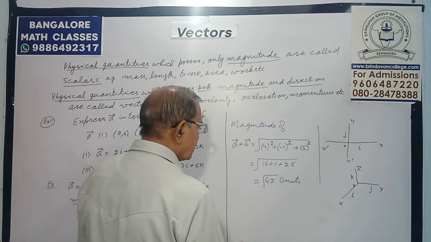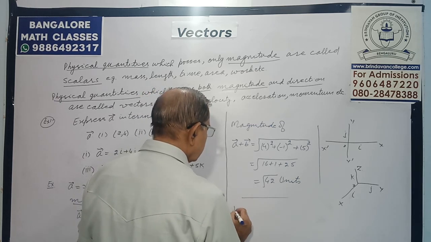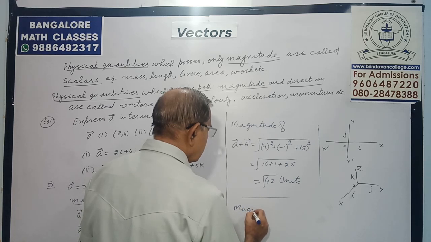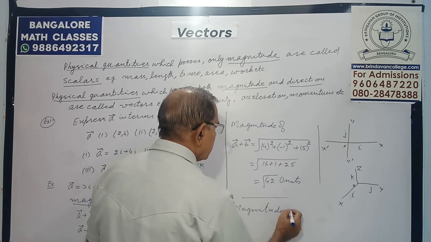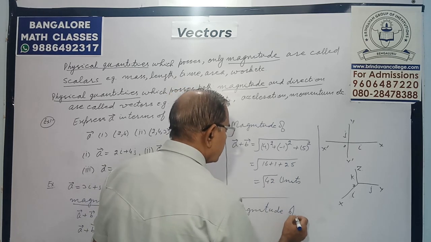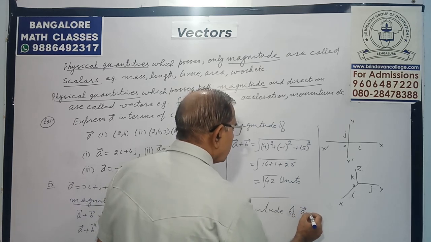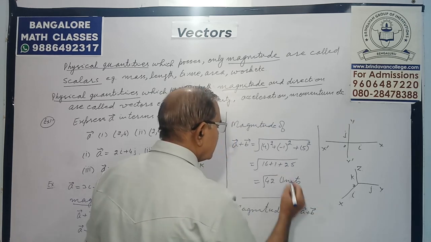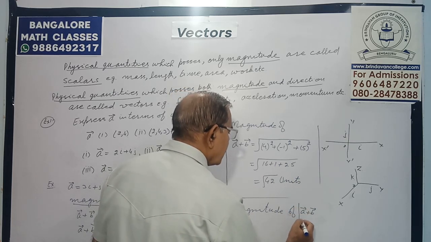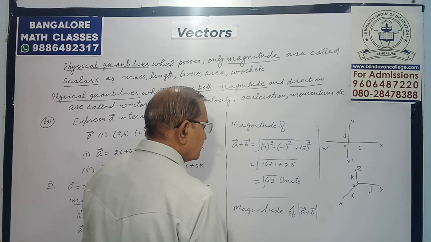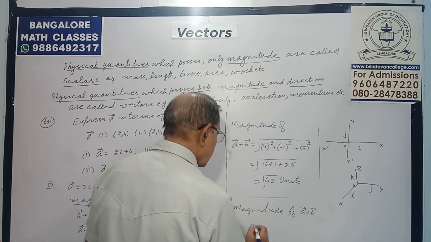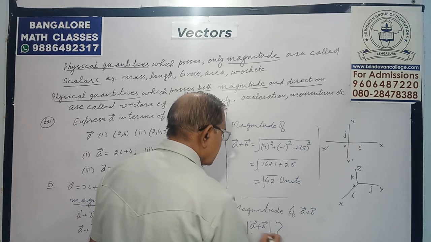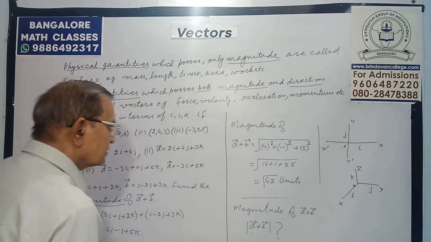Magnitude can also be written on the board. We can represent magnitude, say we want to find the magnitude of A plus B. We can put it like this. This is the same as the magnitude of A plus B. So we can write it in this way. Similarly, it will come to this.